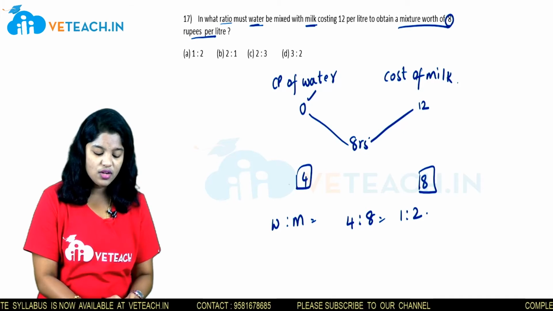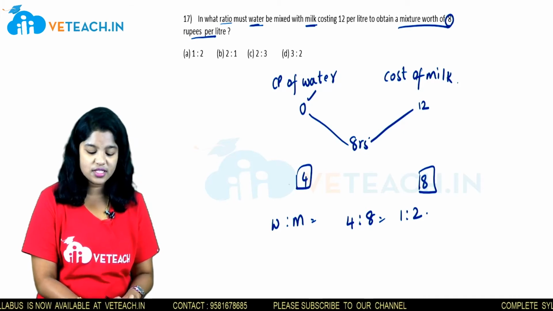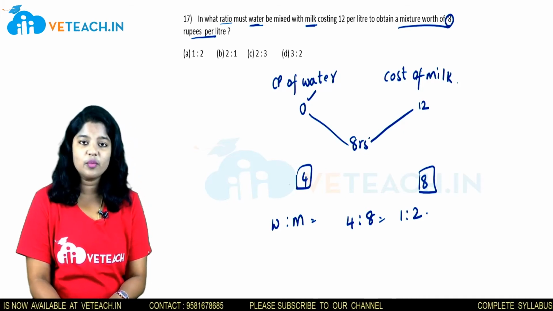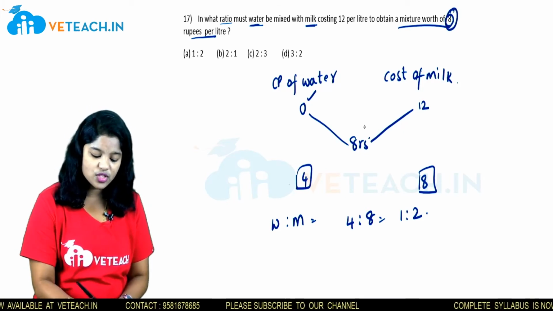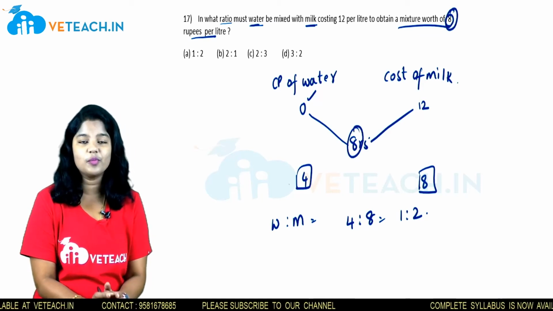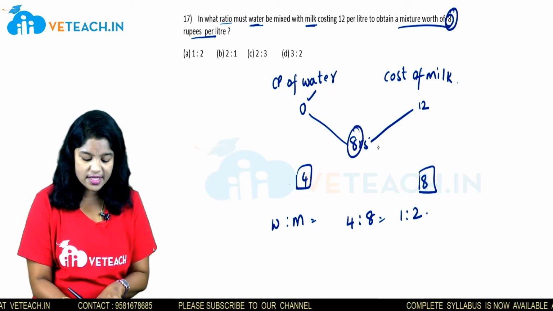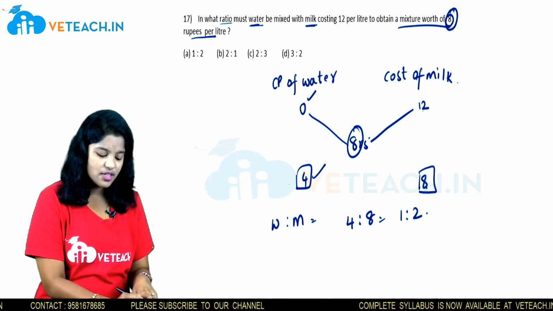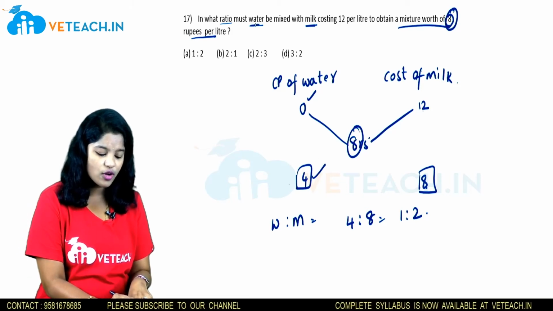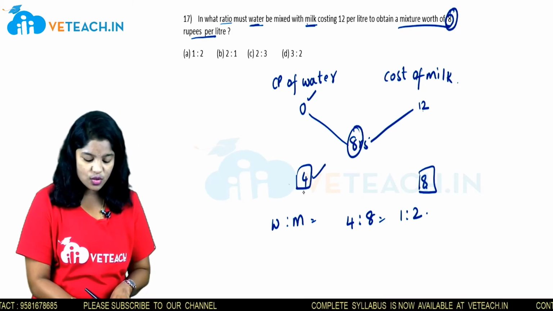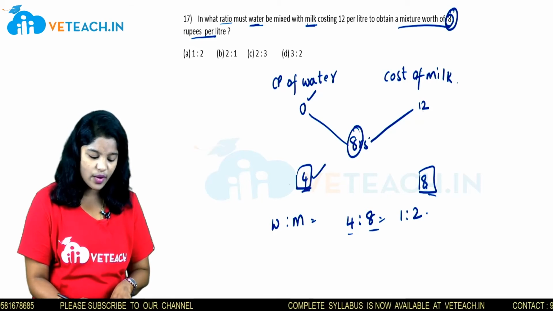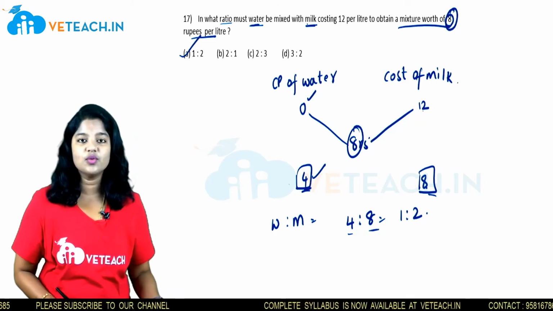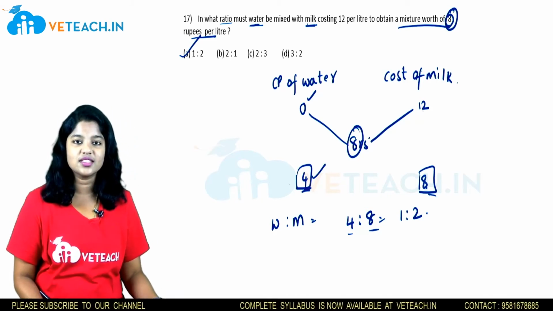First, when no water is mixed, the cost of water is 0, the cost of milk is 12 rupees. Now, we have to obtain a mixture worth rupees 8. So, 0 minus 8, here we should write 8, 12 minus 8, we should write 4. They asked the ratio of water to milk to be mixed. So, water is to milk, 4 is to 8, that is equal to 1 is to 2. So, option A is our correct answer.